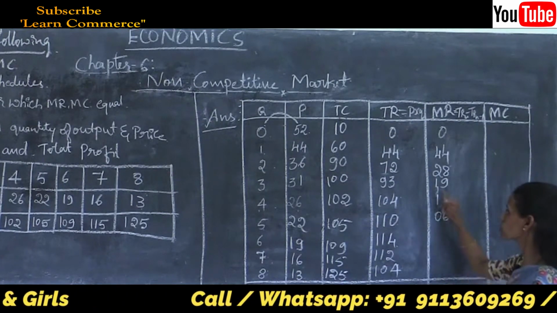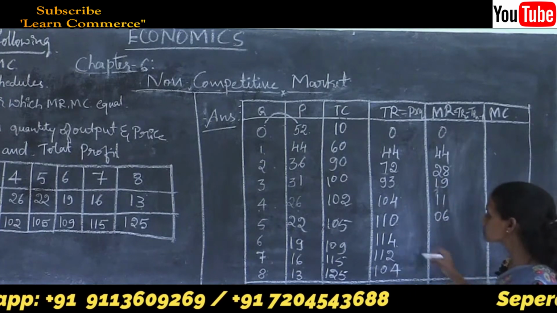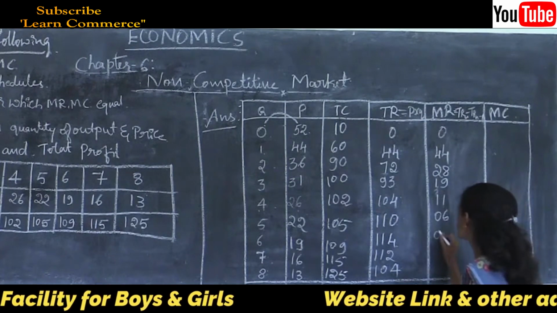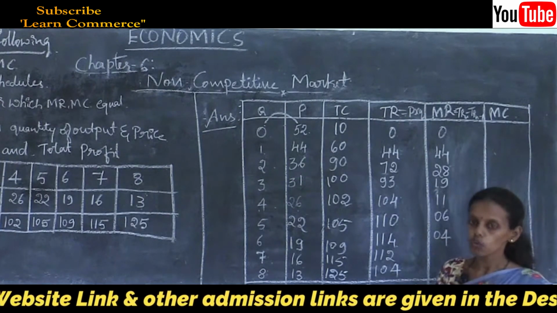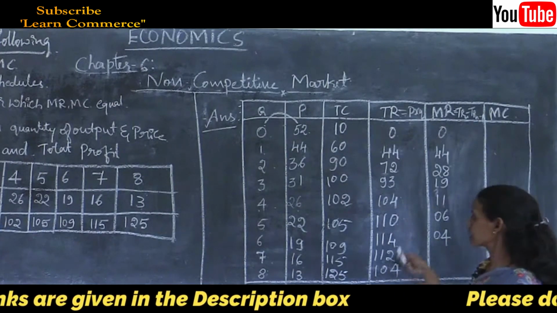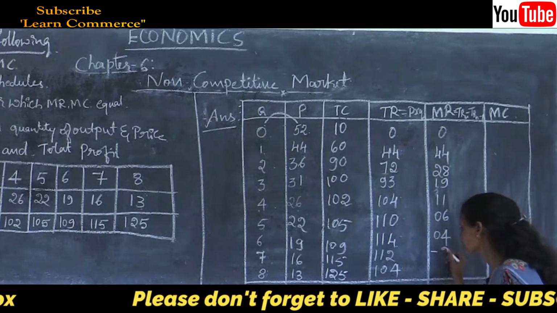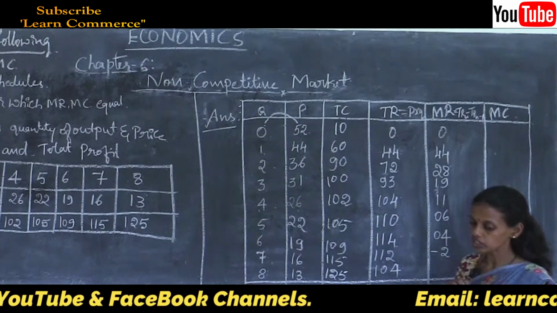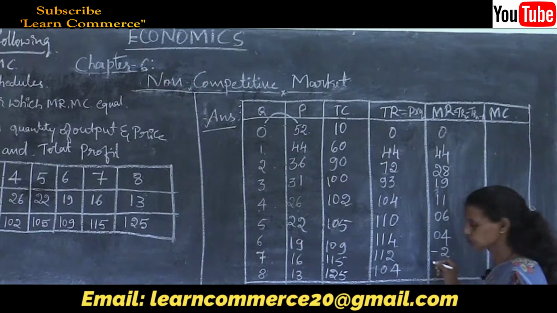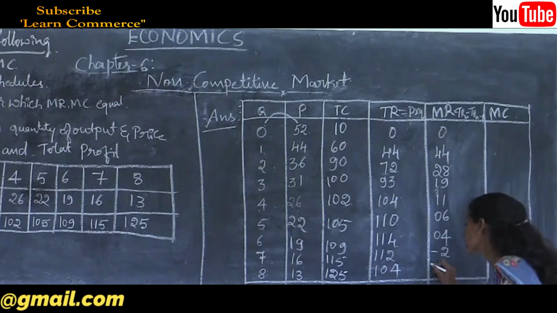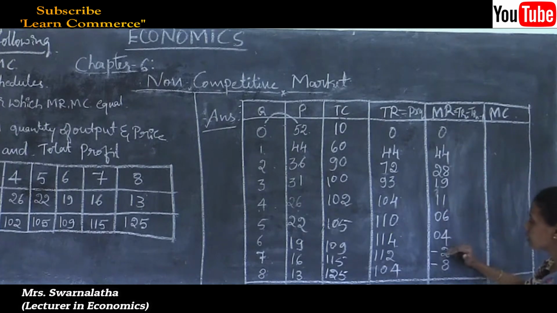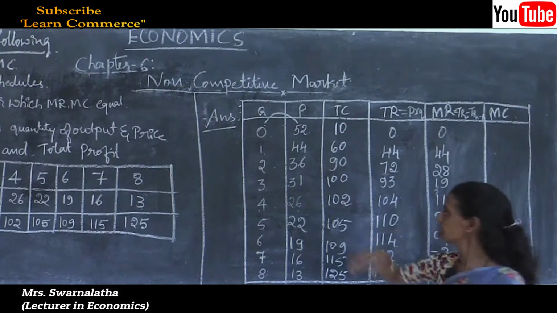We write 06 because two digits will look nice. Then 114 minus 110 is 4. Next 112 minus 114, a negative value comes, that is minus 2. 104 minus 112 is minus 8. The negative value shows that marginal revenue is decreasing below the OX axis, as we studied in the diagram.